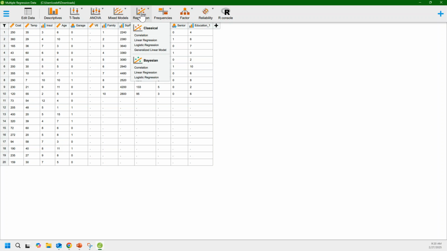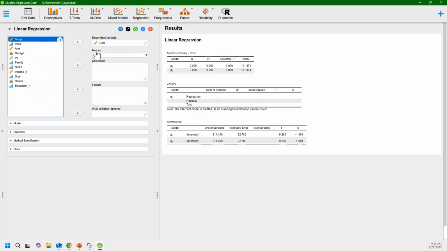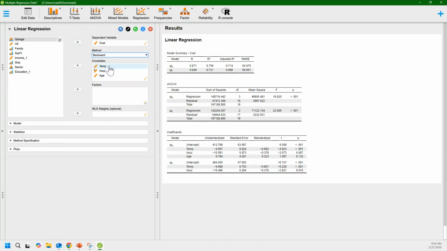So I'm going to go over here to regression, go to linear regression, and I'm going to put cost as my dependent variable. Next, I'm going to select my method, which is backward. And then I'm going to have my temp, insole, and age as my covariates here. All right. Now, I've gotten just these 3 tables so far.